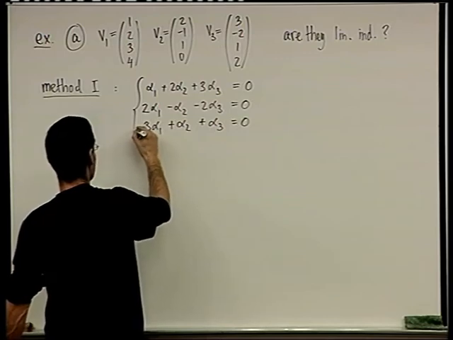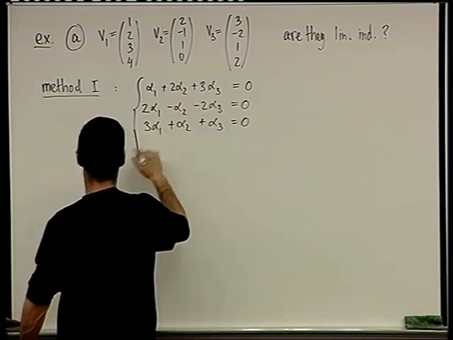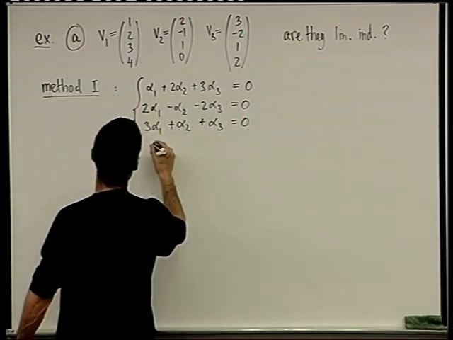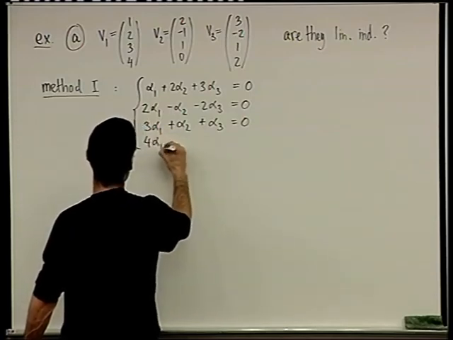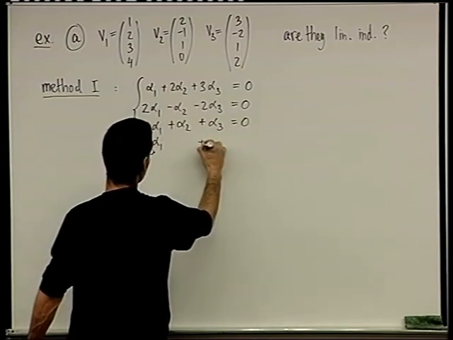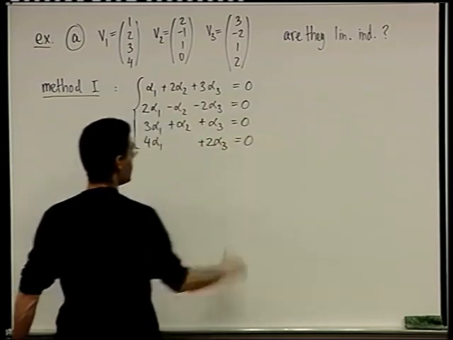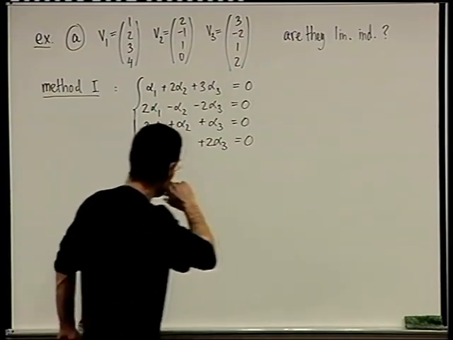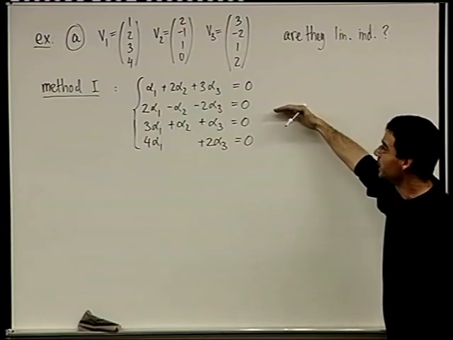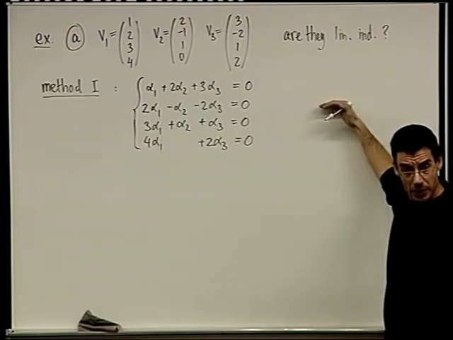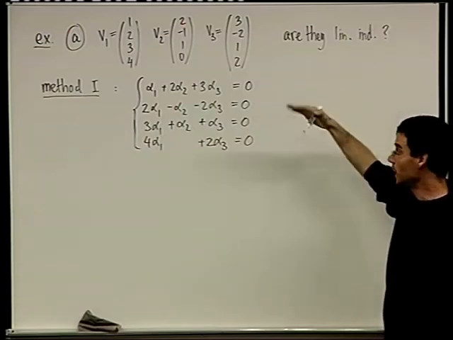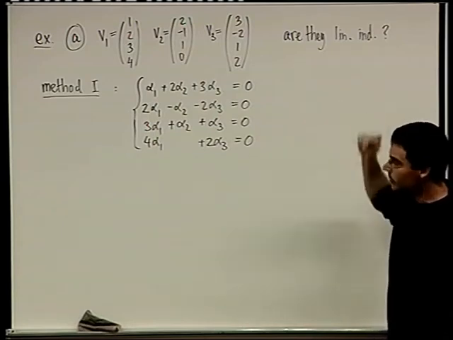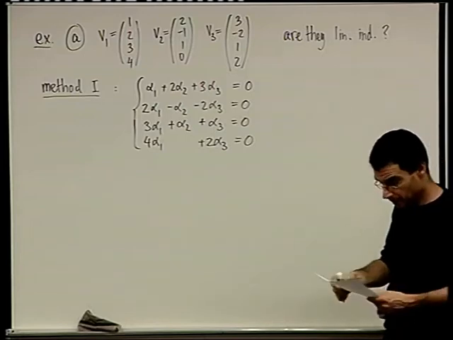And there are going to be 4 of them here, right? The fourth one is going to be 4 alpha 1, no alpha 2, plus 2 alpha 3 equals 0. Do you agree? Okay. And in the next step, we're going to get the augmented matrix. We're going to do the row reduction operations, right? And find the answer. Okay?